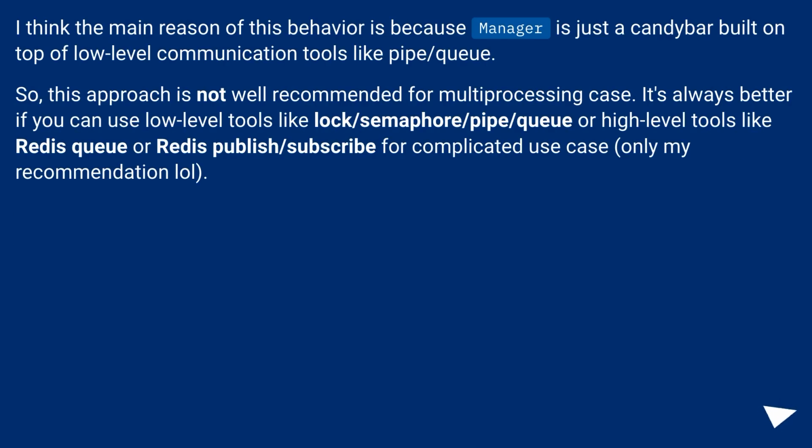I think the main reason for this behavior is that Manager is just a candy bar built on top of low-level communication tools like pipe/queue. So, this approach is not well recommended for the multiprocessing case. It's always better if you can use low-level tools like lock/semaphore/pipe/queue or high-level tools like Redis queue or Redis publish/subscribe for complicated use cases. Only my recommendation, lol.